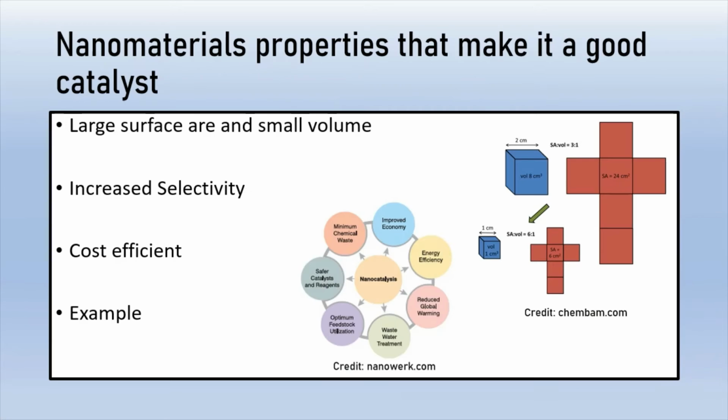Now we will go deeper into what makes nanomaterials good catalysts. One of the main reasons they are such good catalysts is because they have a small volume but large surface area. A large surface area benefits reactions. You may be thinking, how does it have a large surface area if it's so small? The figure on the right shows how as the shape, in this example a cube, gets smaller, the surface area to volume ratio increases. Nanomaterials are also good catalysts because they provide increased selectivity.